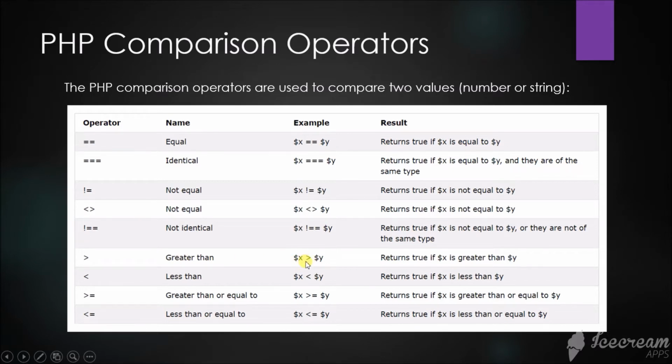It will just check if the value is greater than the other value. Then we have the less than, which also checks if the first value is less than the second value. Then we have greater than or equal to, and also less than or equal to. Basically, these kinds of operators are usually used in conditional statements, so that is where we can use them. Okay, guys?